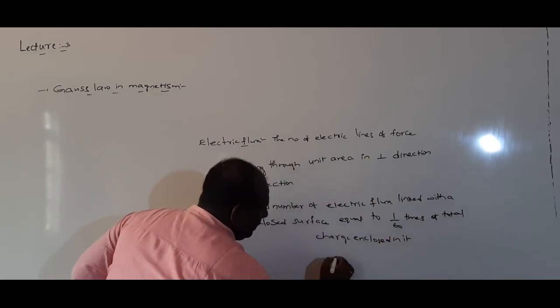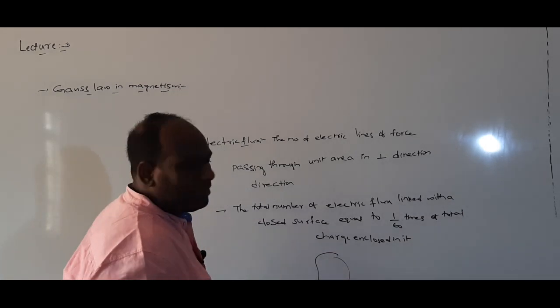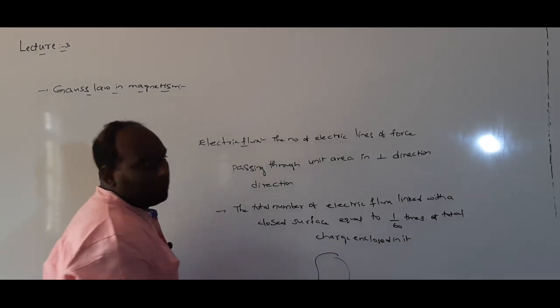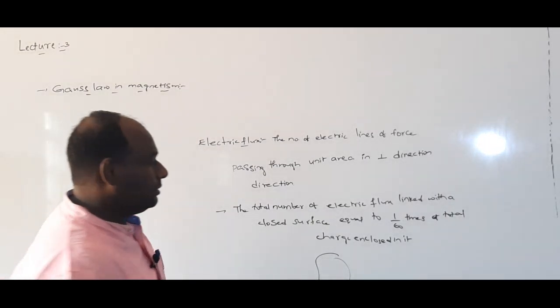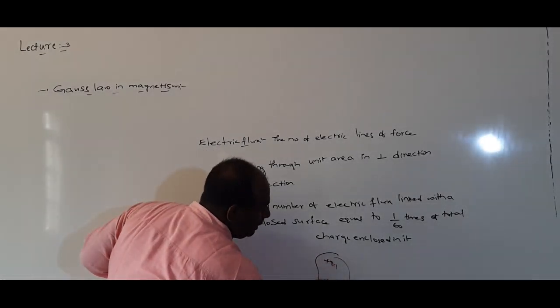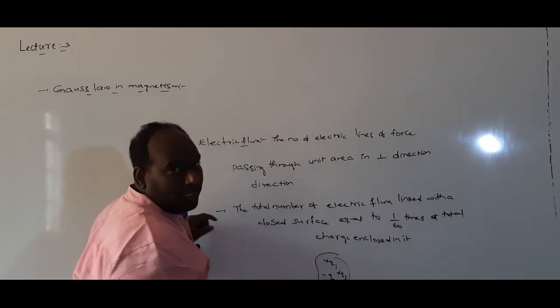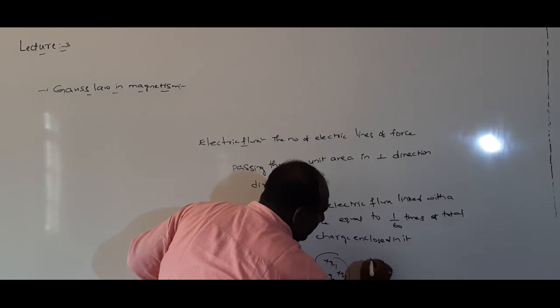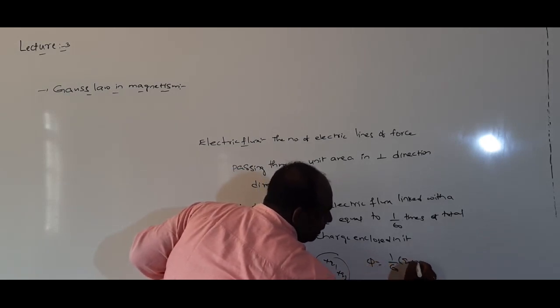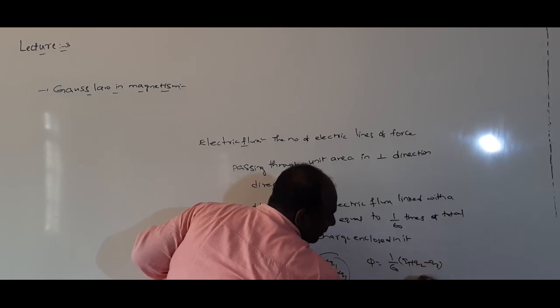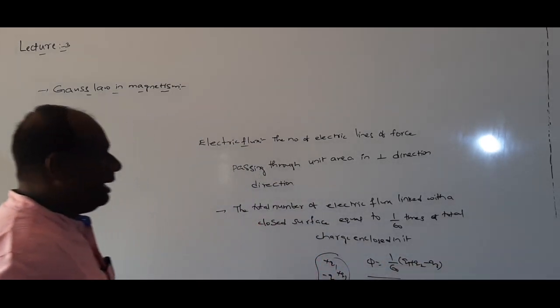Assume this is a closed surface. In this closed surface, the total charge is a scalar quantity, so we have to mention the sign also. Consider this is plus q1, this is minus q2, plus q3, like these 3 charges are there. Now the total flux phi is given by the formula 1 upon 4 pi epsilon naught times the total charge q1 plus q2 minus q3. This is about Gauss law in electrostatics.